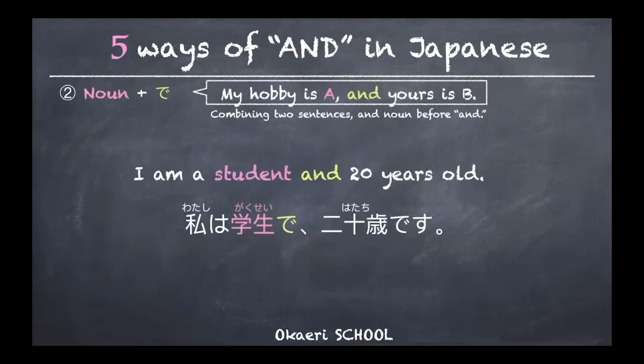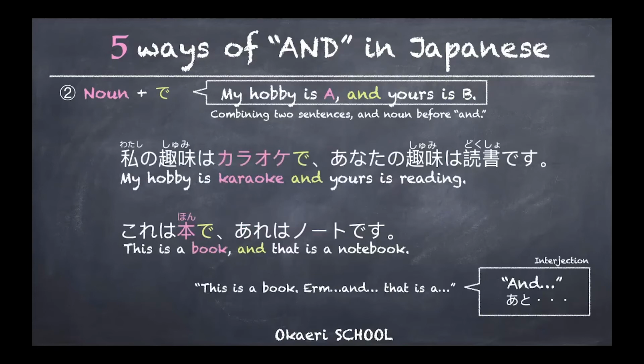Number two, noun plus で. For example, my hobby is A and yours is B. So it looks like two sentences combined, with a noun before "and". For example, I am a student and 20 years old, which is I am a student plus I am 20 years old. So when you want to say this kind of sentence, you have to combine with で after the noun. 私は学生で20歳です。Let's look at the other examples.